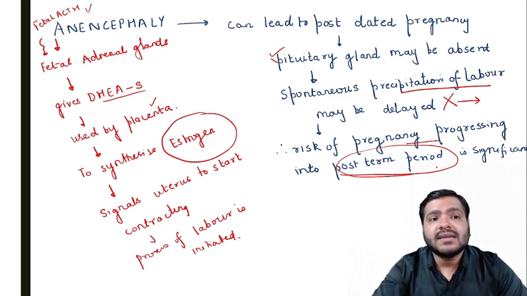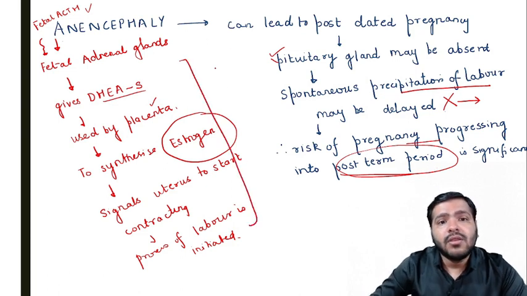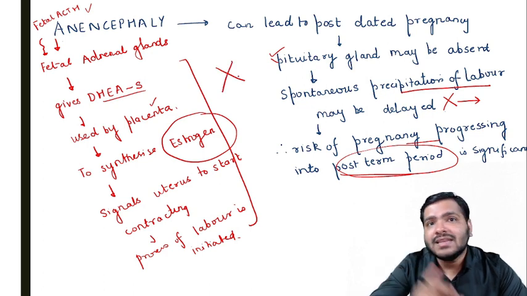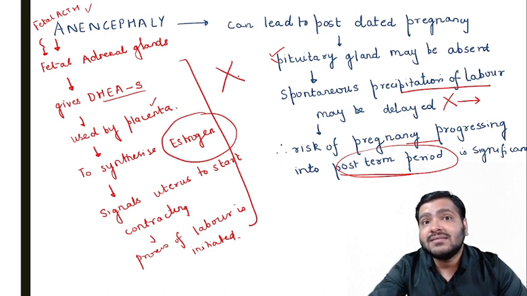So you should understand, guys, that anencephaly is the condition where the majority of the parts of the brain are absent, and in the brain there is the pituitary gland containing ACTH, which gives signals to the adrenal glands of the fetus to synthesize estrogen, and that estrogen is responsible for the contraction or initiation of labor. Ultimately this whole process will not take place. If labor is not initiating on time, there is no labor pain, and it will further lead to post-term pregnancy.